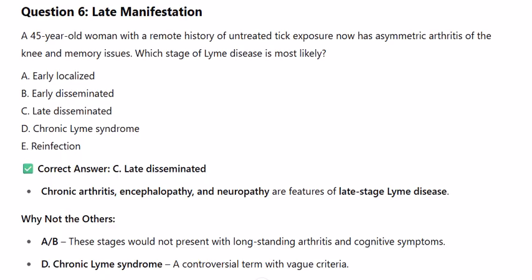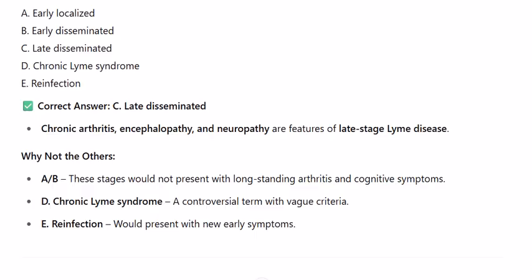Why not the others? These stages would not present with long-standing arthritis and cognitive symptoms. D. Chronic Lyme syndrome, a controversial term with vague criteria. E. Reinfection, would present with new early symptoms.